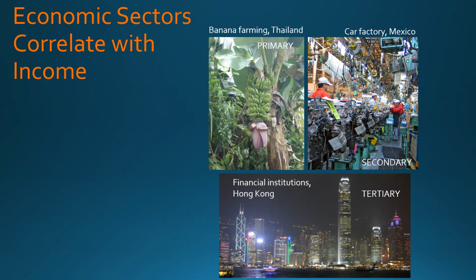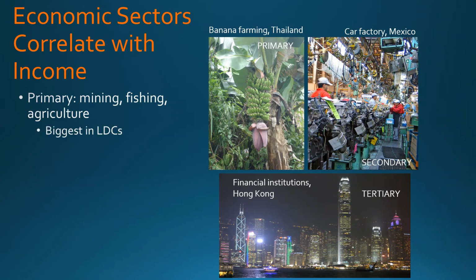And you have different economic sectors that correlate with income and how much income you have. So you have primary economic sectors. These are where you're getting your raw materials, your mining, your fishing, your agriculture. These are biggest in less developed countries. Less developed countries tend to just export raw materials to the global market rather than make things.